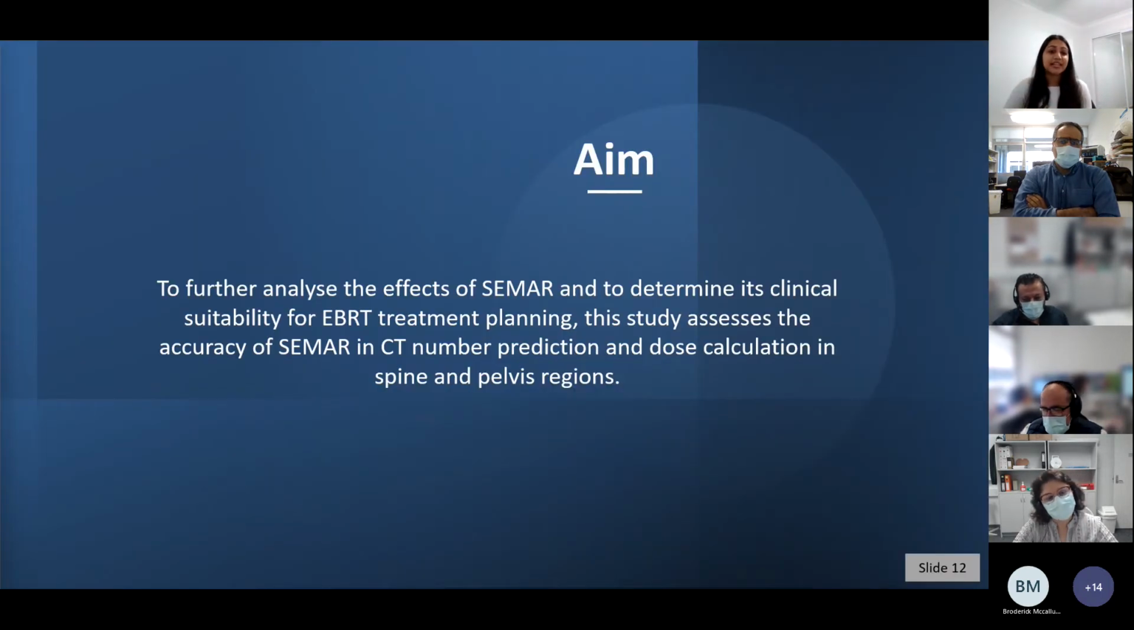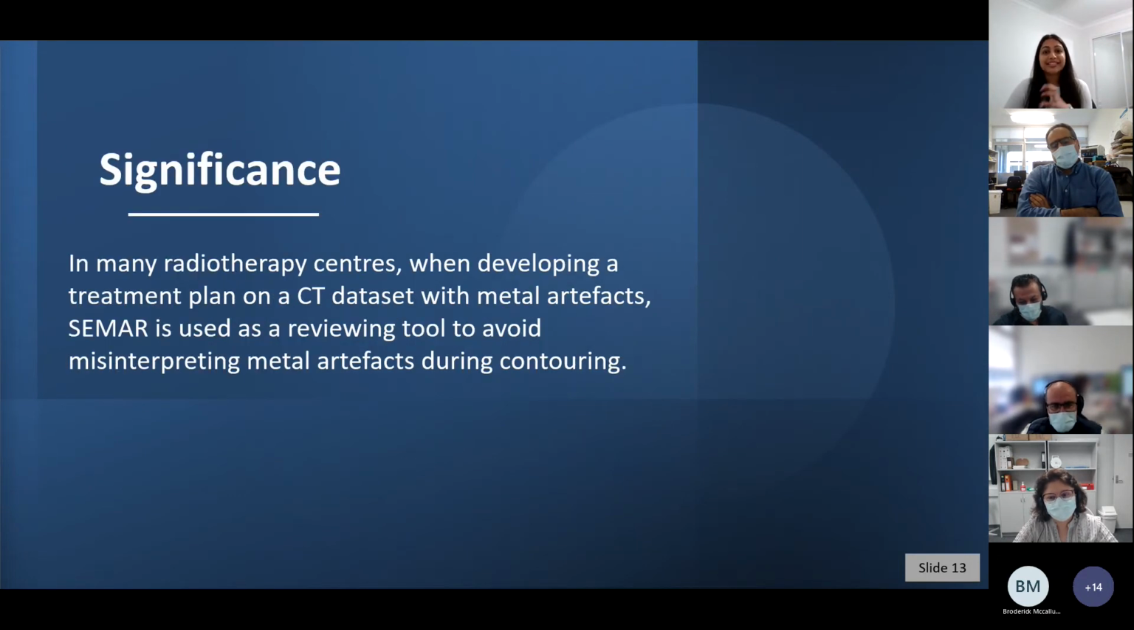And so the aim of the study is to analyze the effects of SEMAR and to determine its clinical suitability for EBRT treatment planning by assessing the accuracy of SEMAR in CT number prediction and dose calculation in spine and in pelvic regions. And this is important because currently in many radiotherapy centers, when developing a treatment plan on a CT dataset with metal artifacts, SEMAR is used as a reviewing tool only. And this is performed to avoid misinterpreting metal artifacts during contouring.